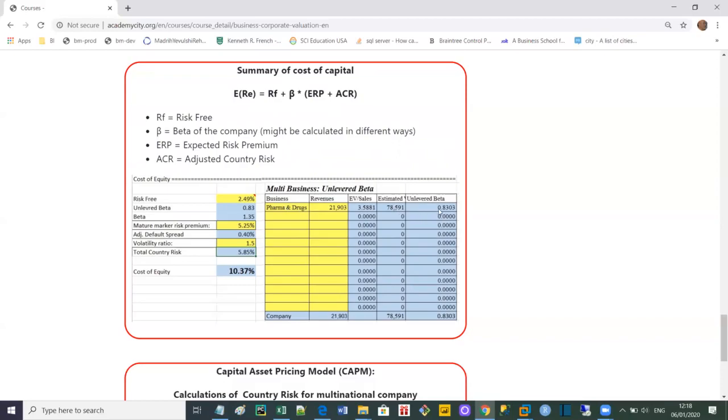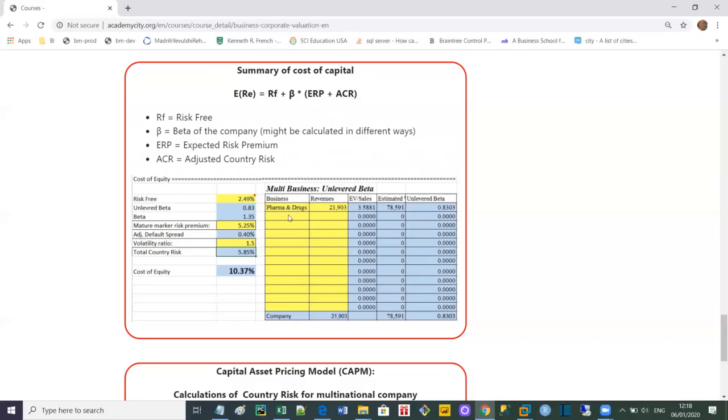If I have only one segment, then that's not going to change much. I'm just going to use the beta of that segment. And that's really why we're seeing the 0.8. It's the unleveraged beta of the pharmacy and drug segment. So in this example, I would get exactly the same number.